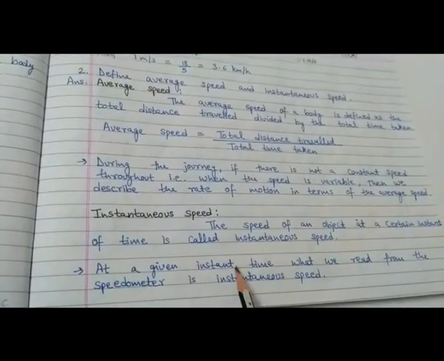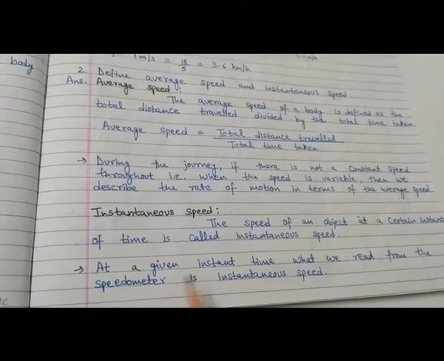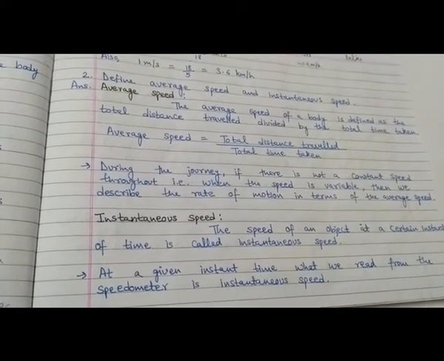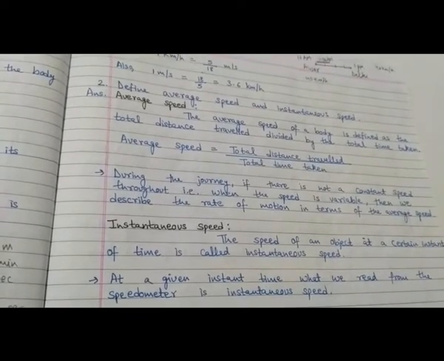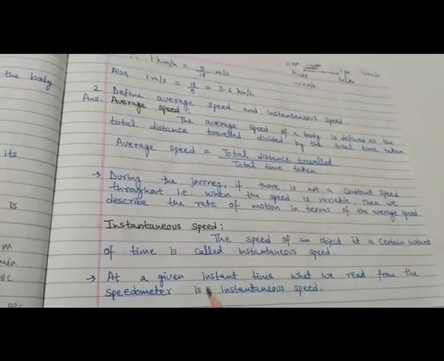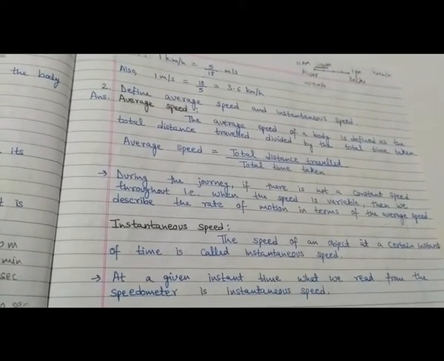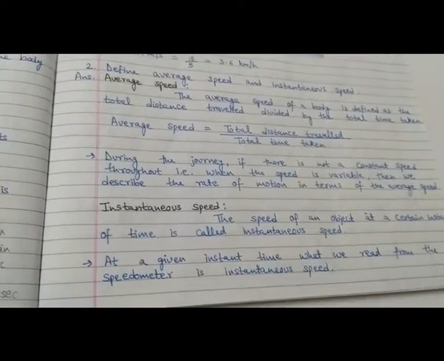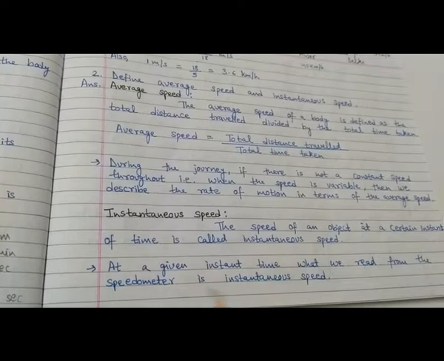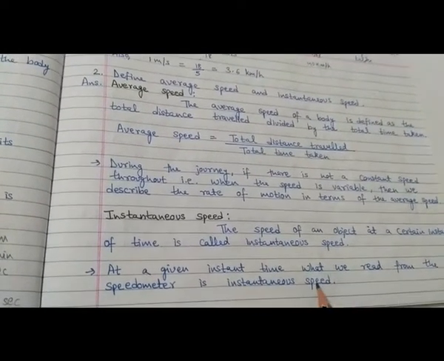At a given instance of time, what we read from the speedometer is instantaneous speed, isn't it? What is a speedometer? Speedometer is that device in the car which tells us what is your present speed. We call that device a speedometer. Okay. So speedometer gives us the instantaneous speed. Always remember this point. Okay.